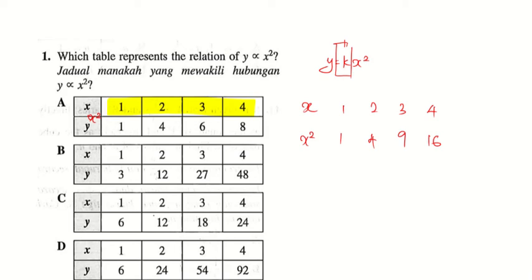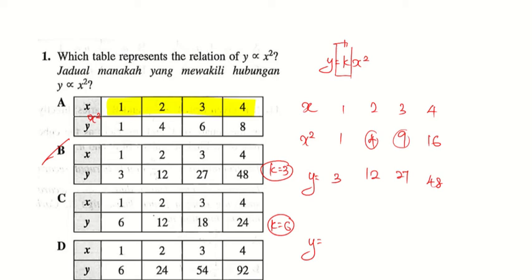If the k equals 3, then y equals kx squared. That means it will be 3. It is 4. 4 times 3 is 12. 9 times 3 is 27. 48. This is the right answer. This is how we do. If this is not the answer, you will try k equals 6.